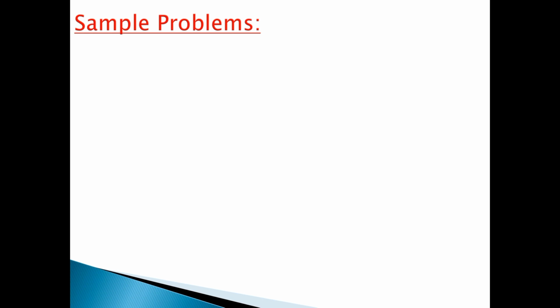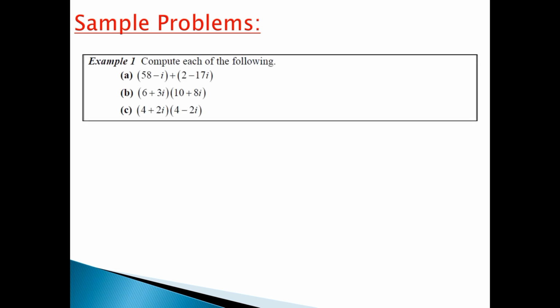Now sample problems. Another set of examples. Compute each of the following. So for letter A, we have 58 minus i plus 2 minus 17i. Okay, so we'll add 58 plus 2, that is 60. Negative i minus 17i, that's negative 18i.